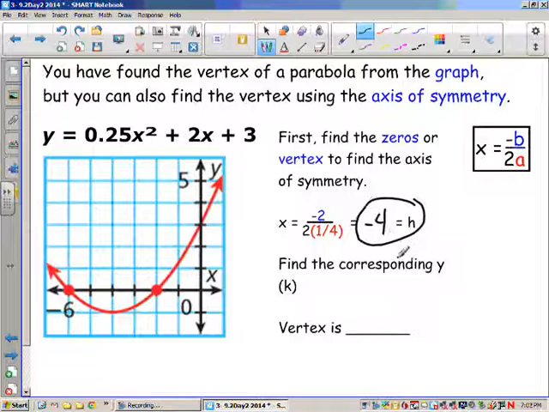Now that we have h, we can find k by plugging in. We've already done that. So we know that k equals negative 1. Our vertex is negative 4, negative 1.